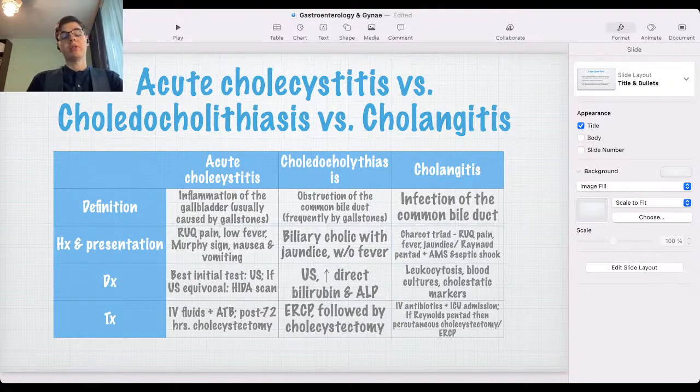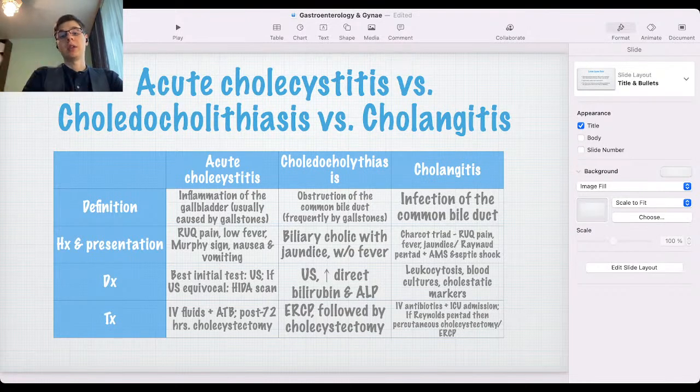The treatment for acute cholecystitis is represented initially by IV fluids and antibiotics. Once the patient has been stabilized, usually at 72 hours, then cholecystectomy is performed to avoid future crises.